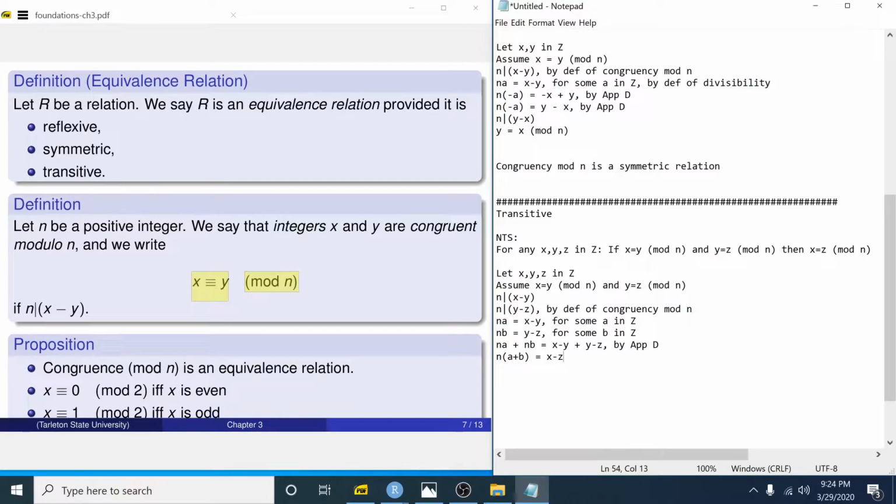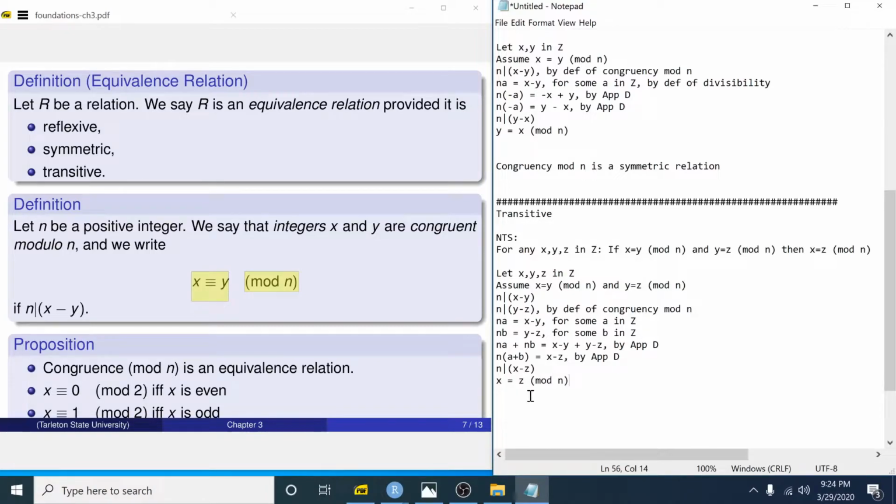And this is basically more just sort of algebra. But basically, at this point, we have that n divides evenly into x minus z. So we can just write n divides x minus z. But that actually tells us that x is congruent to z mod n. That's the definition of that. So x is congruent to z mod n.